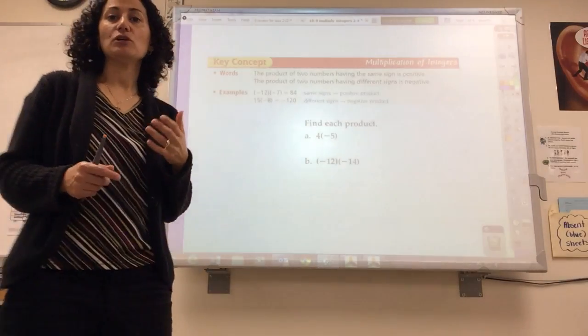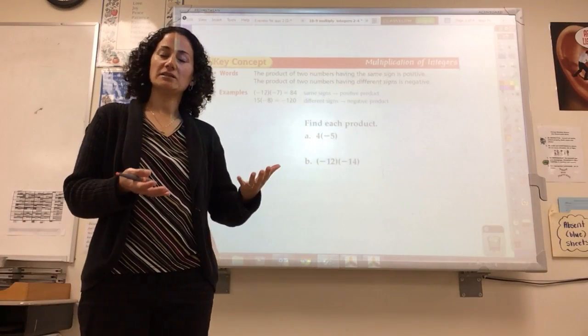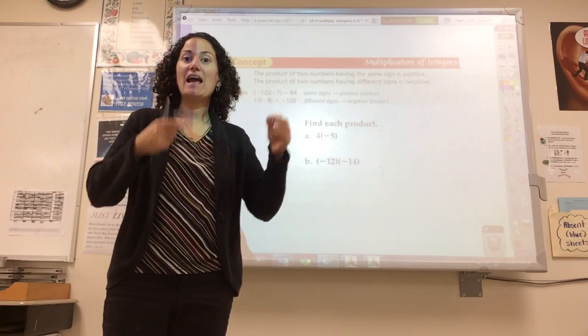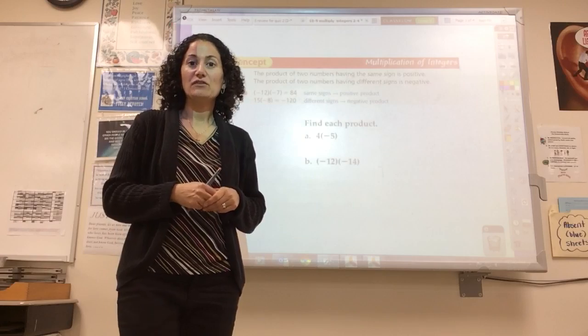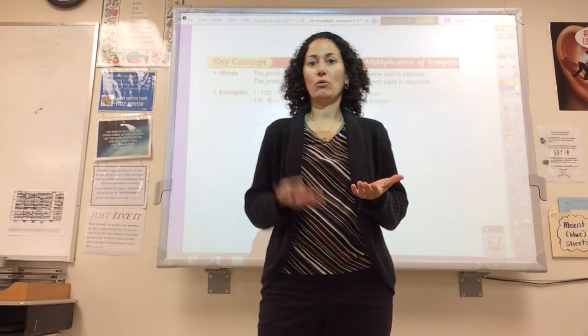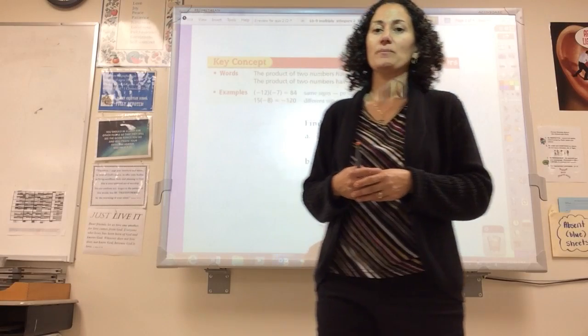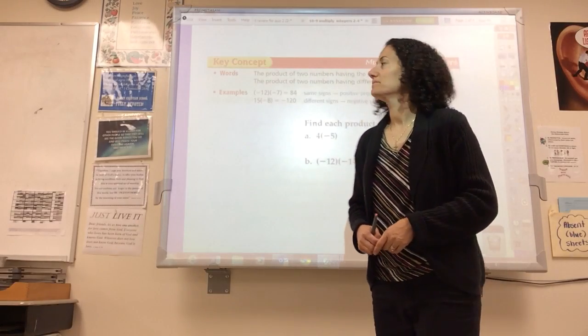So to summarize, if you multiply a positive times a positive or a negative times a negative, you will get a positive answer. If you multiply a positive times a negative or a negative times a positive, you'll have a negative answer. And the rules are the same for division.